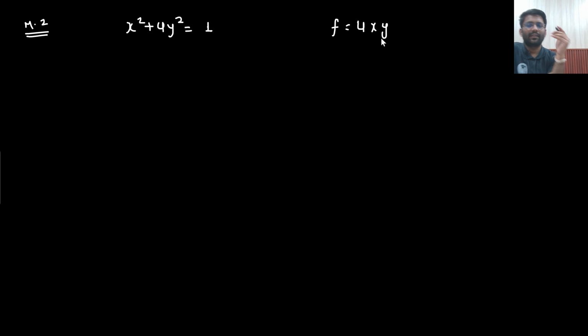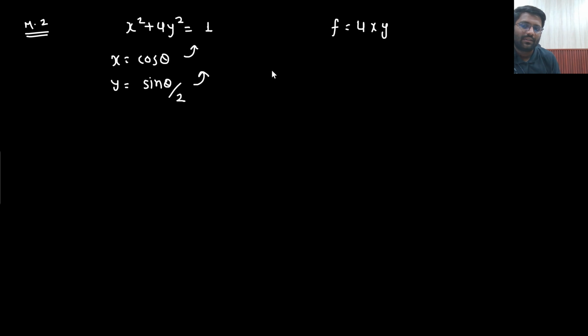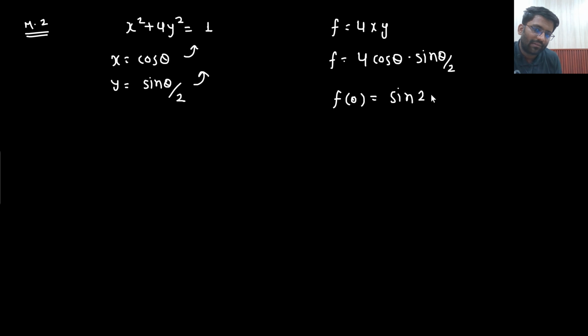If you look closely here, if I put x equals to cos theta and y equals to sin theta by 2, job done. Because cos square theta plus 4 into sin square theta by 4, cos square theta plus sin square theta equals to 1. Yes, this equation is being satisfied. So just put the same thing here. 4 into cos theta, and y is sin theta by 2. So the function has simply become 2 sin 2 theta... the maximum value is 1. So maximum area is 1.